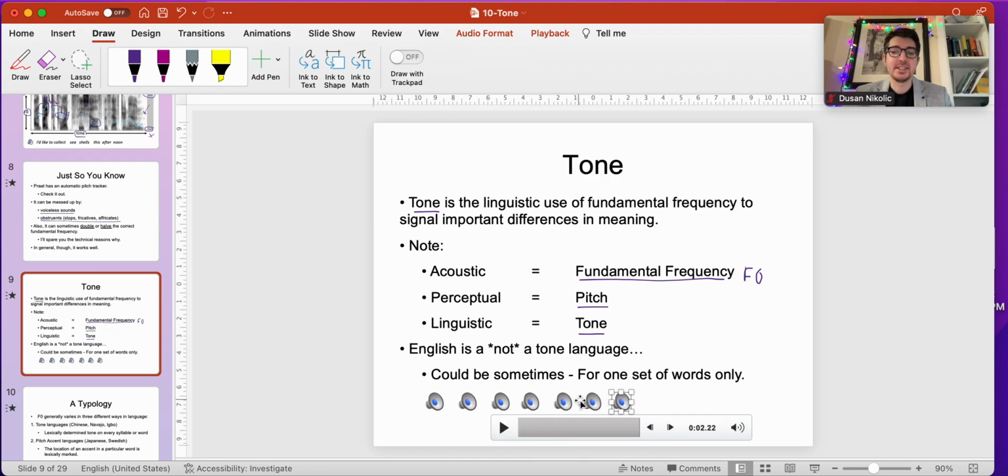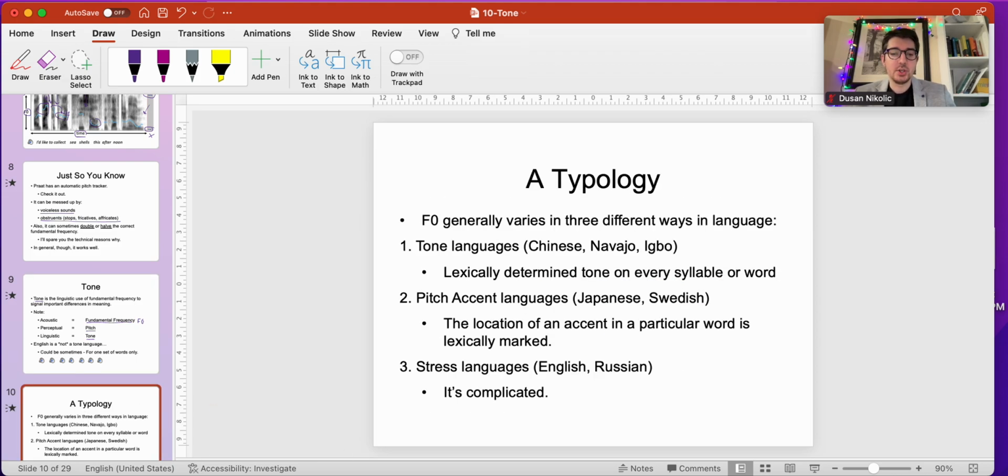So the speaker is trying to find out how you perceive these. And these utterances can have different meanings in English, of course. They can express sarcasm, they can express sadness, they can express excitement, they can express happiness, and so on and so forth. All of these attitudes and beliefs and states can be expressed with F0, with tone. But English is not a tone language. And why is that so?